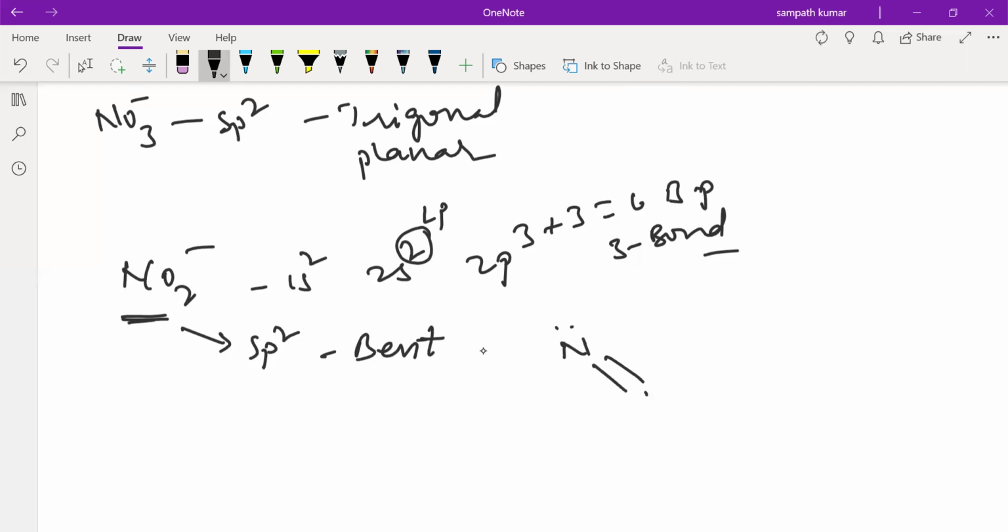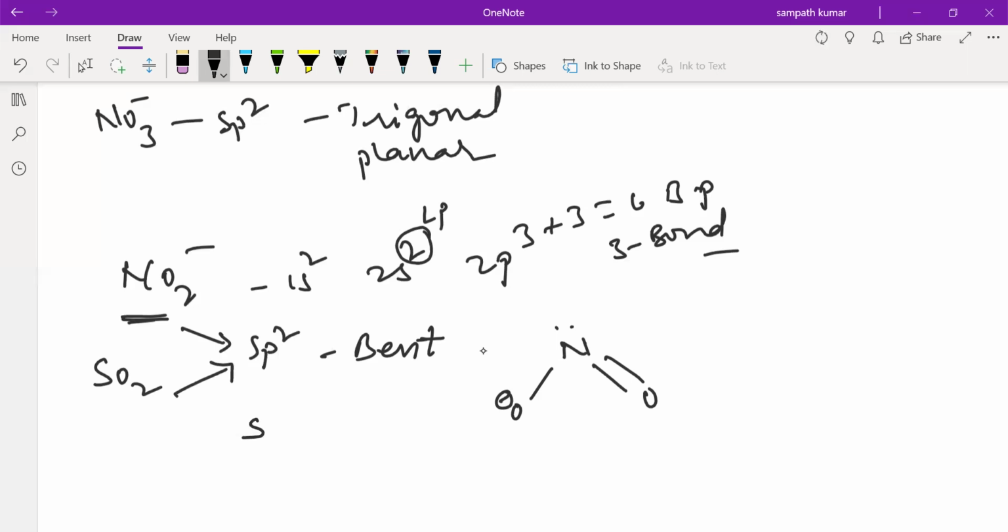Like this structure is there. We take this as the bent structure of the molecule, or otherwise we call it a V shape or reverse V shape of the molecule. Same like sulfur dioxide. SO2 also has the same geometry, bent structure, and sp2 hybridization.